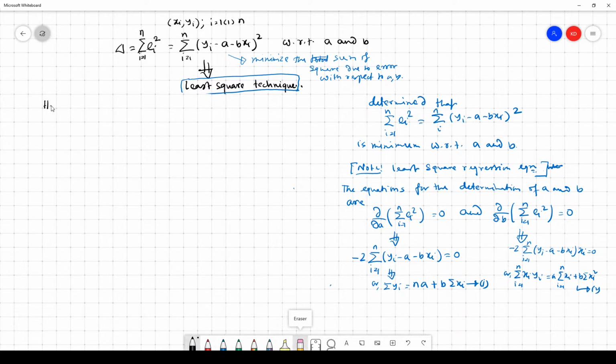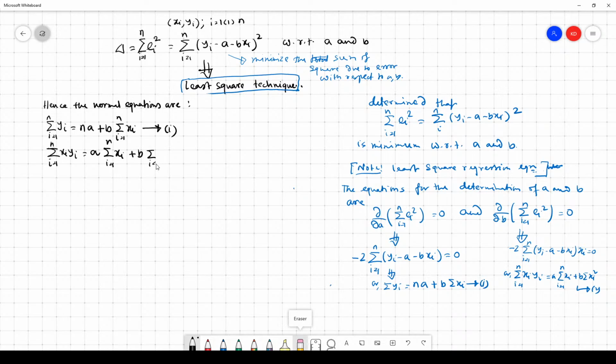And the normal equations are: sum over i from 1 to n of yi equal to na plus b sum over i from 1 to n of xi, and sum over i from 1 to n of xi yi equal to a sum over i from 1 to n of xi plus b sum over i from 1 to n of xi square. I denote this by 2.